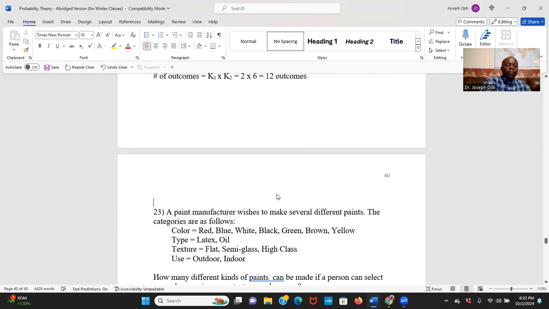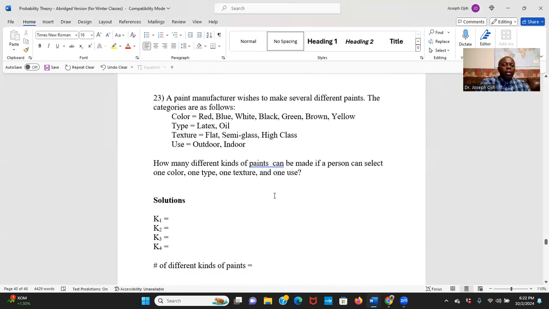You can ask the question in a different form. Look at it. It says a paint manufacturer wishes to make several different paints. The categories are as follows. Color can be red, blue, white, black, green, brown, yellow. Type can be latex or oil. Texture can be flat, semi-gloss, high gloss. And use can be outdoor or indoor. See how many different kinds of paints can be made. A person can select one color, one type, one texture, and one use.